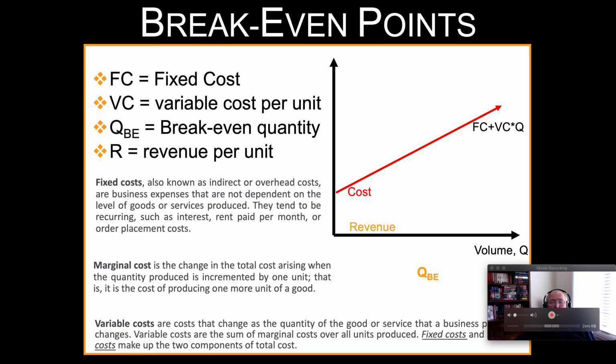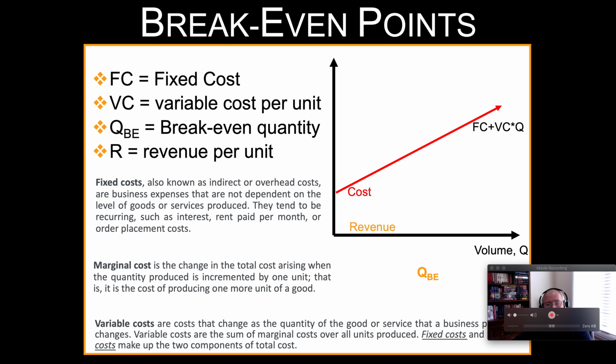So what are break-even points? Well, break-even points are defined as follows. So we're going to have a graph. Ultimately, we're going to have a second yellow line that appears on this graph. So we have fixed cost, variable cost, we have a break-even quantity, and we have R, which is the revenue per unit. So a break-even quantity is the amount that we have to order or make to have our cost equal our revenue. After that, we start to make money.